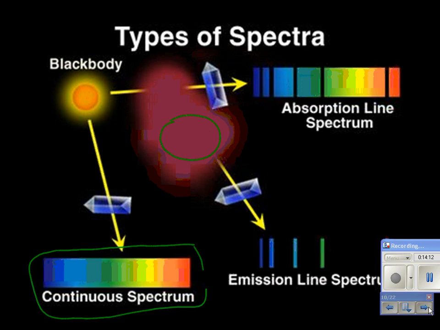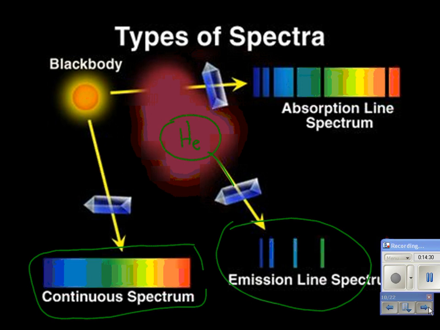If I take some gas that's not really dense, let's call it helium, and I heat it up so it's glowing, and I analyze its light, I will get an emission spectrum, or a bright line spectrum. I'll see bright glowing lines that are unique to that gas.